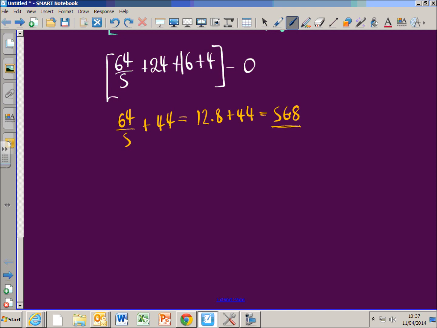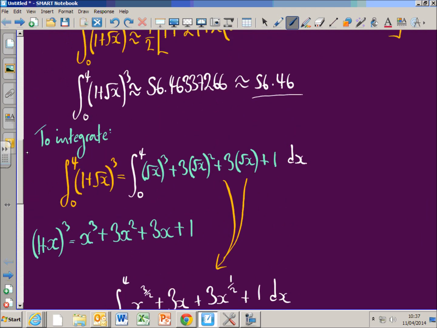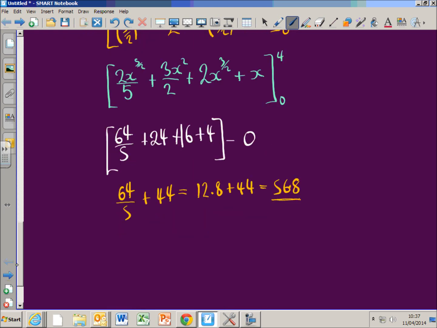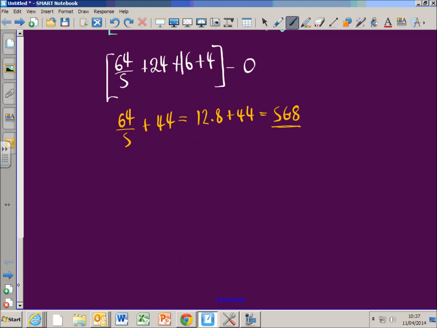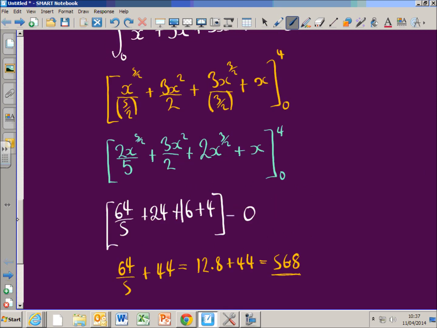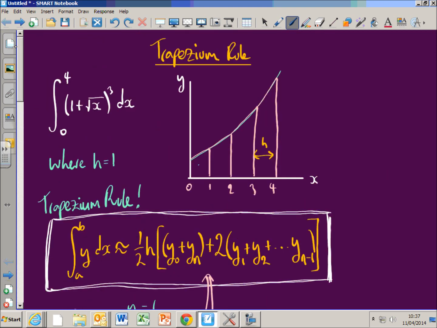Brilliant. So that's what we got when we integrated. What did we get when we did the trapezium rule? 56.4. Okay, did we say it was going to be an underestimate or an overestimate? We said it over. So what does that tell you about my graph that I drew? It should bend the other way. Okay, good. Good. Well done on the integration. Very impressive, that is.